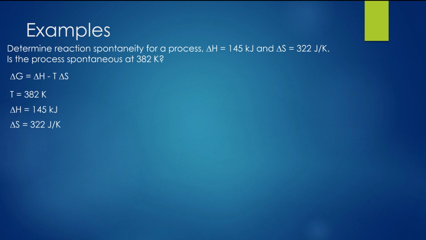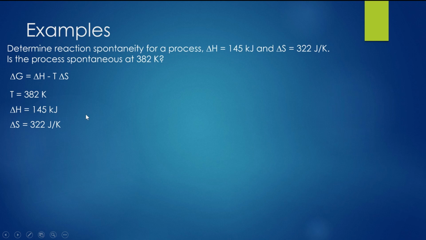Again, I like to list out my variables. It's not something you have to do, but I recommend you do it. I think it does help. We're trying to calculate the delta G, the Gibbs free energy. We have an enthalpy, delta H, and we have an entropy, delta S. Our temperature is 382 Kelvin. It's already in Kelvin. That's good. We don't have to convert it from Celsius.